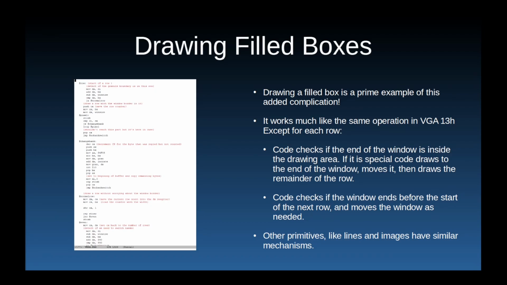In my code, filled boxes are drawn a row of pixels at a time. There are two conditions where extra code is needed. If the window ends in the middle of the current row, special code is invoked to properly draw until the end of the window, move the window, and then complete the row of pixels. If the window ends between rows, the window needs to be moved and offsets adjusted between row drawing loops. The same idea applies to other primitives such as images and lines, although the implementation differs, so I won't go into detail on how they work.